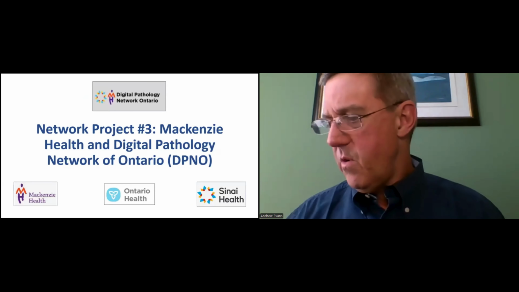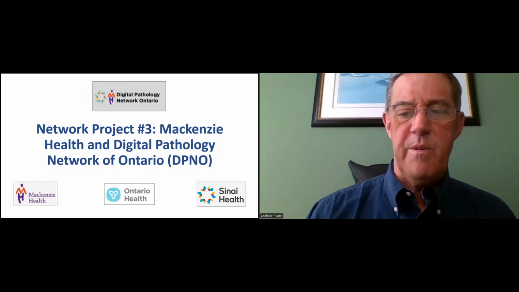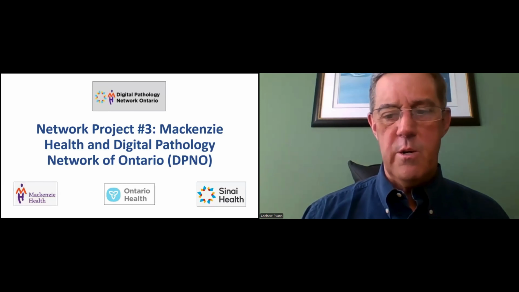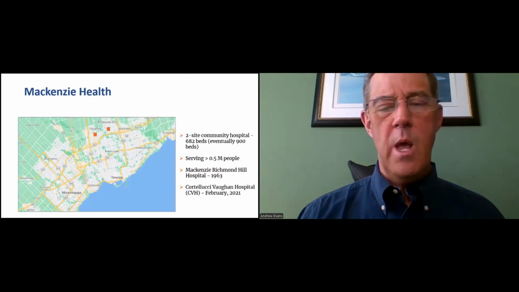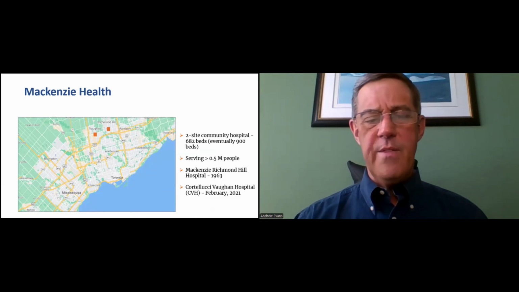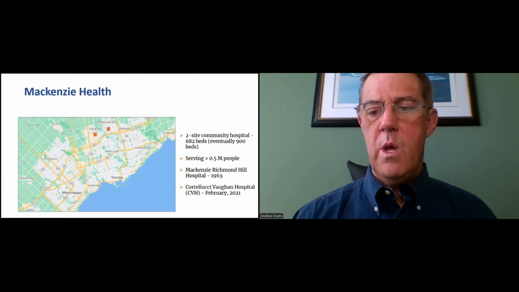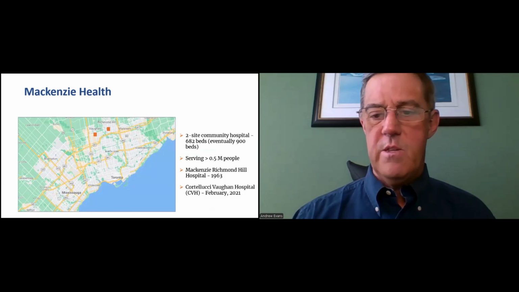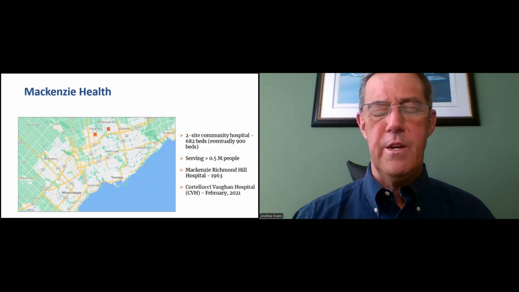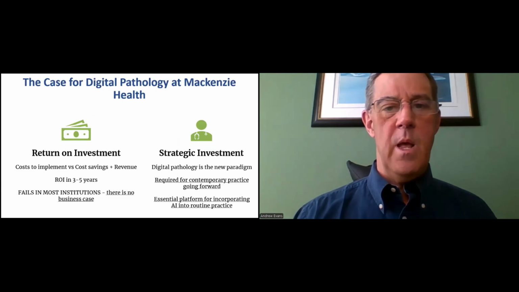Next one, move on to Mackenzie Health and Digital Pathology, the Digital Pathology Network of Ontario project with the Mount Sinai group. So Mackenzie Health, I'll just start a little bit on the local implementation there. It's a two-site community hospital in Vaughan and Richmond Hill in the north of Toronto, serving a very large catchment area of over 500,000 people. Two sites, Mackenzie Richmond Hill Hospital and the new Cortellucci Vaughan Hospital, which opened in February 2021.